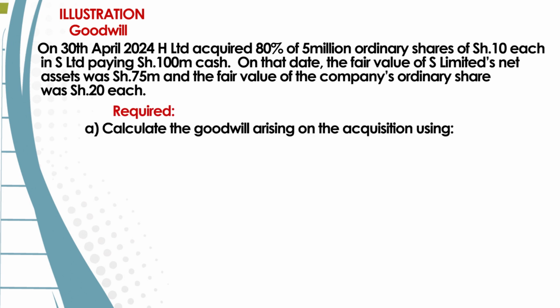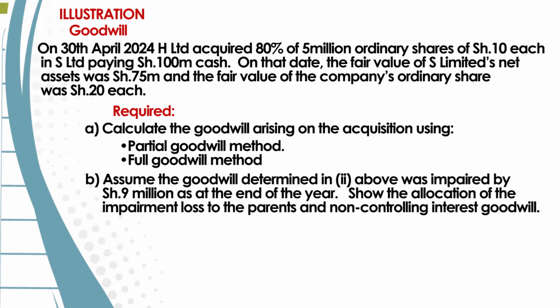Part A, calculate the goodwill arising on acquisition using Roman 1, partial goodwill method, Roman 2, full goodwill method. And then in part B of that question we are told, assume that the goodwill determined in Roman 2 above, that is the goodwill determined using the full goodwill method, was impaired by 9 million as at the end of the year. Show the allocation of the impairment loss to the parent and also the non-controlling interest goodwill. So this is basically an illustration whereby we are required to compute the goodwill.